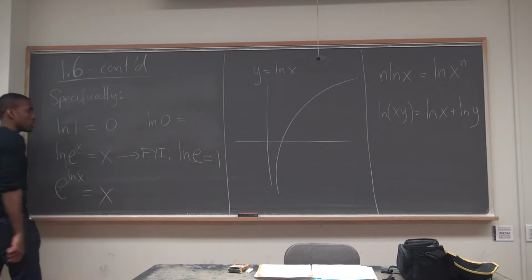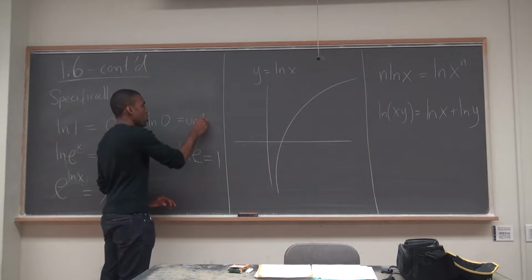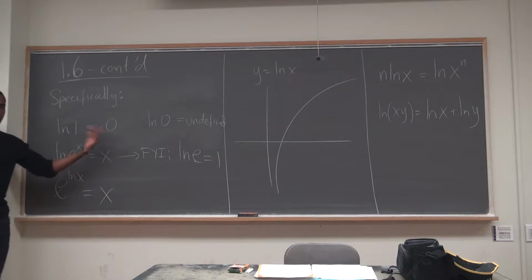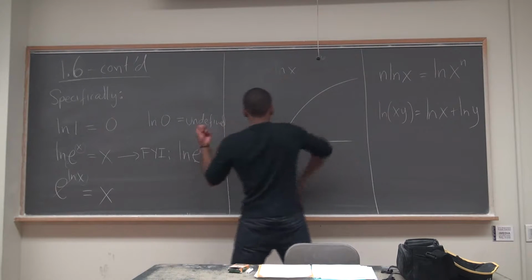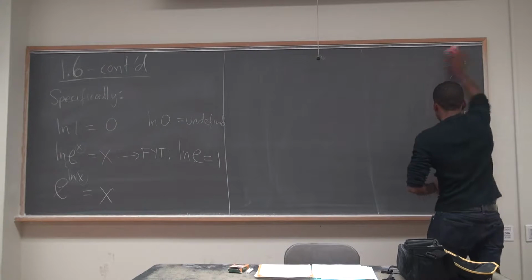What about ln of 0? What's that? Undefined, because log of 0 is always undefined, regardless of the base. Same way that log of 1 is always 0, regardless of the base, as long as your base makes sense. Okay. So I just wanted to mention some of those things specifically.